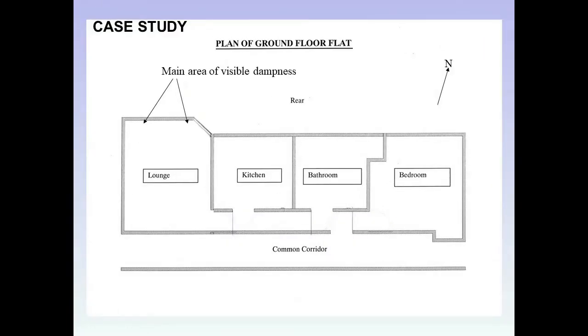A case study. This was a problem in a flat in London. The flat was part of a large block, and this was a ground floor flat. The problem area was in the lounge, in the area of the north-facing wall. The case revolved around a claim that the building fabric of the flat was damp. The plaintiff was blaming dampness in the walls for causing her loss of clothing and so forth.